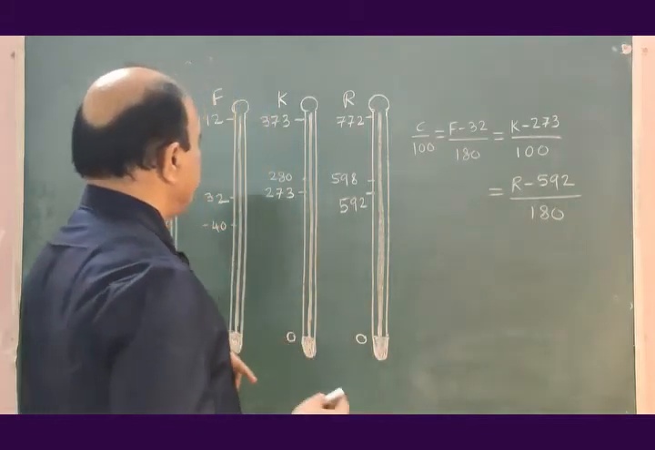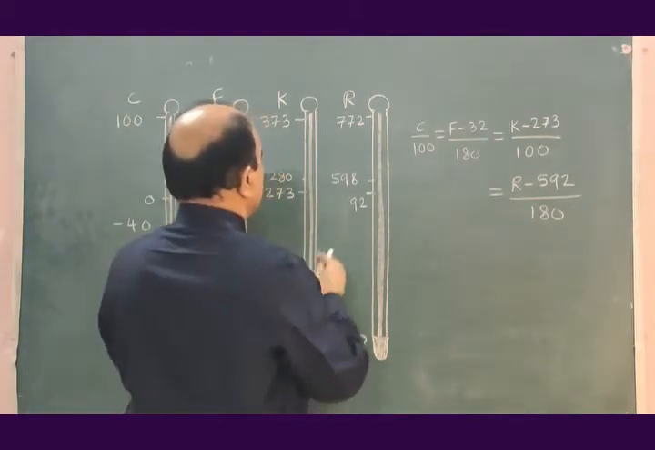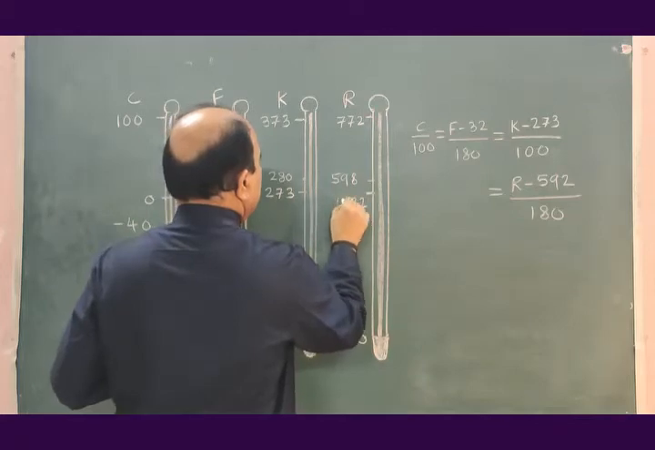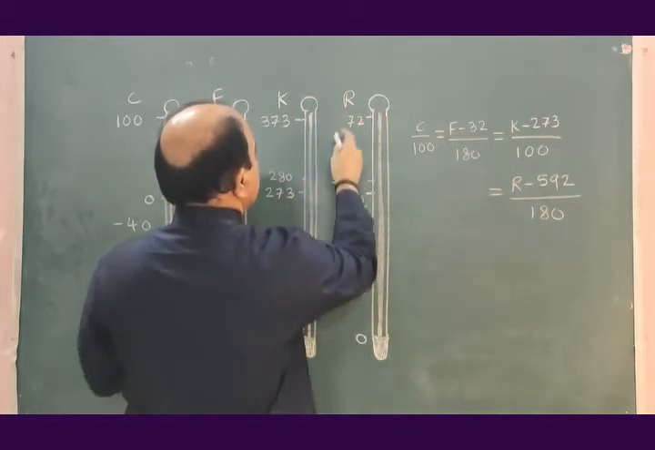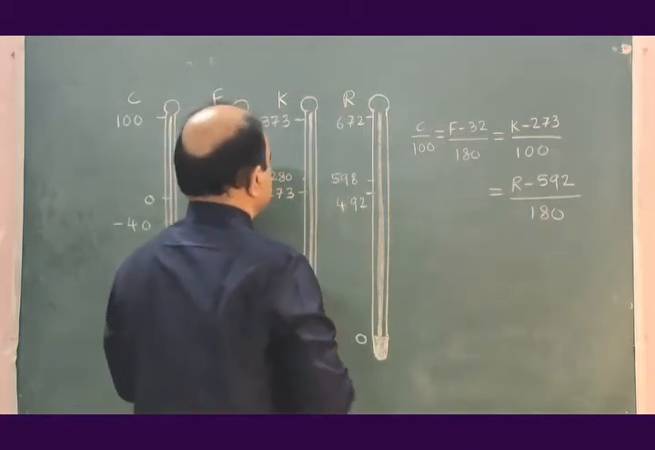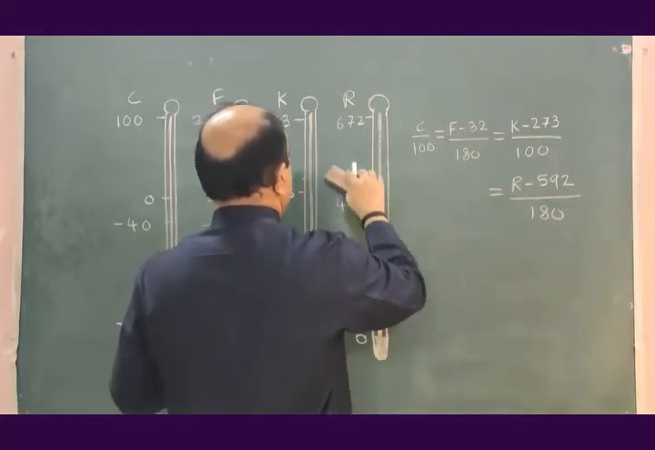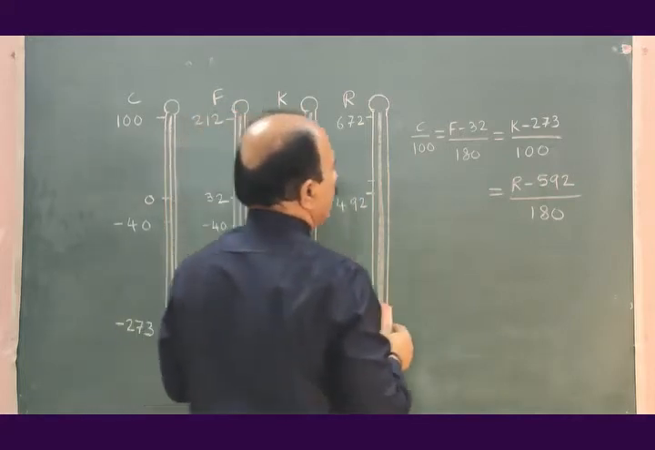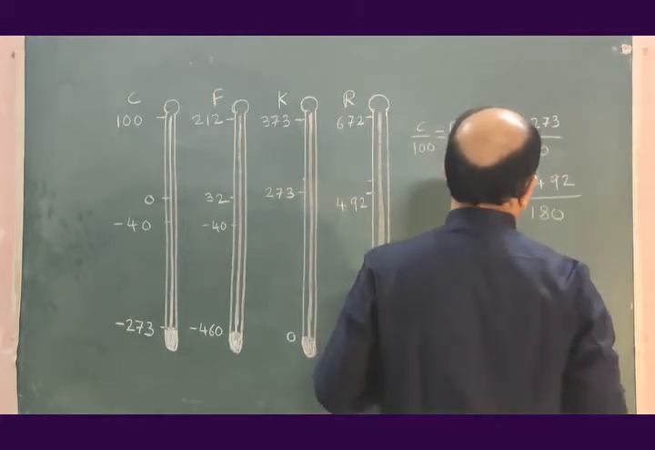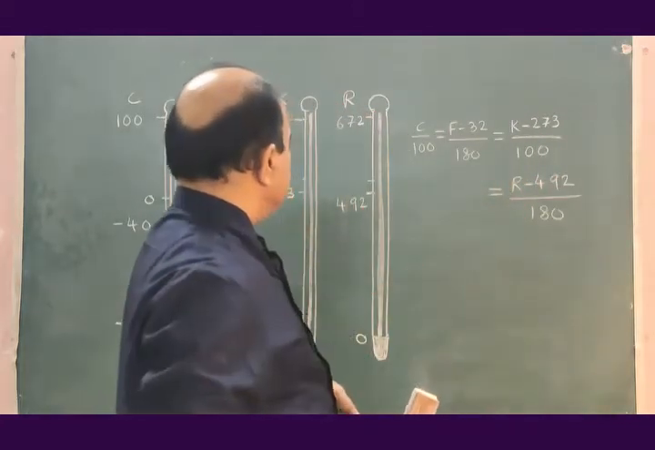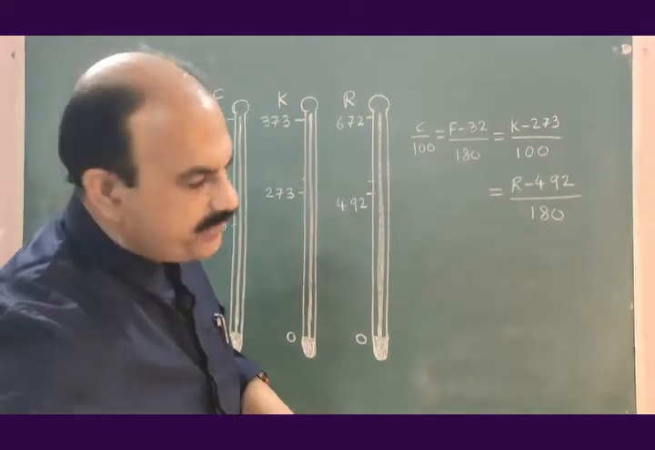Only one correction is there. This is 492. This is 672. 492. Rest everything is correct. Only make this much correction.